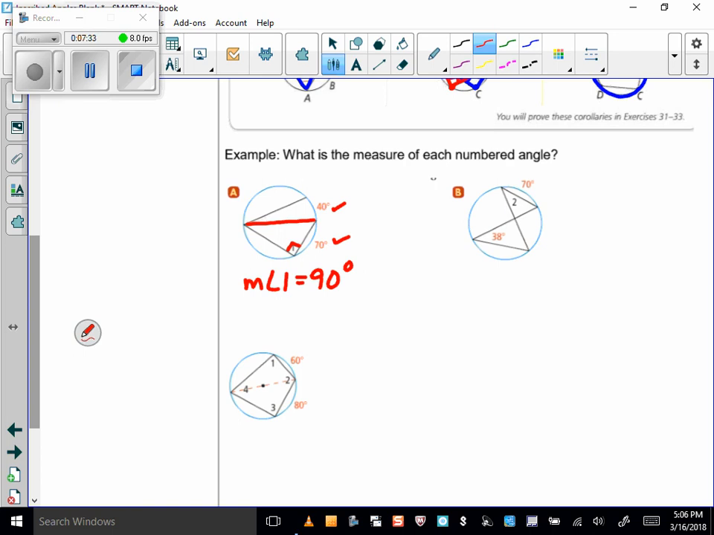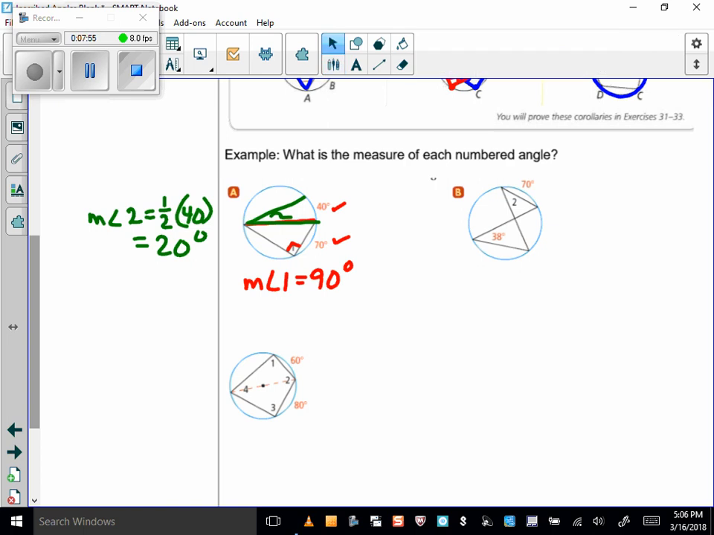If I wanted to know the measure of, let me call this angle here 2, guys, what's the measure of angle 2? Well, the measure of angle 2 is 1/2 of its intercepted arc, right? So the measure of angle 2 would be 20 degrees. I could make up all kinds of other problems, but hey, there are a bunch here on this paper for us, so let's do it.